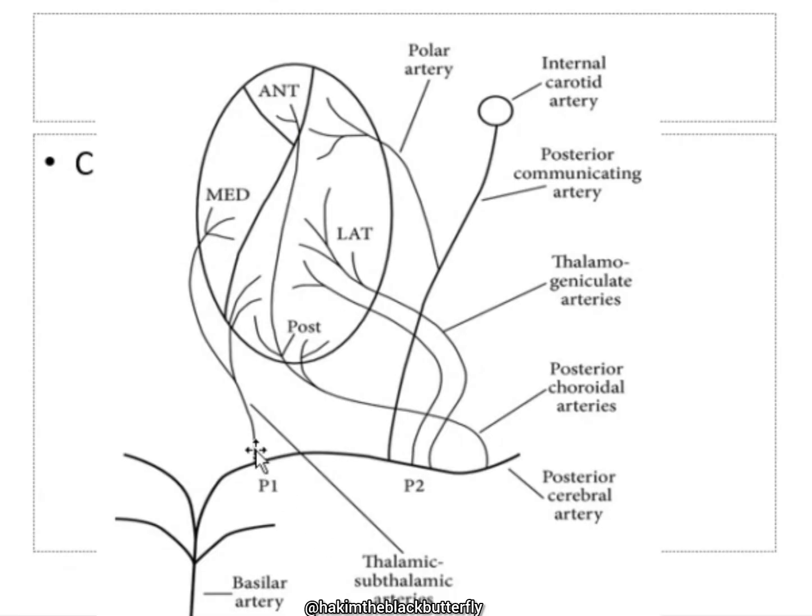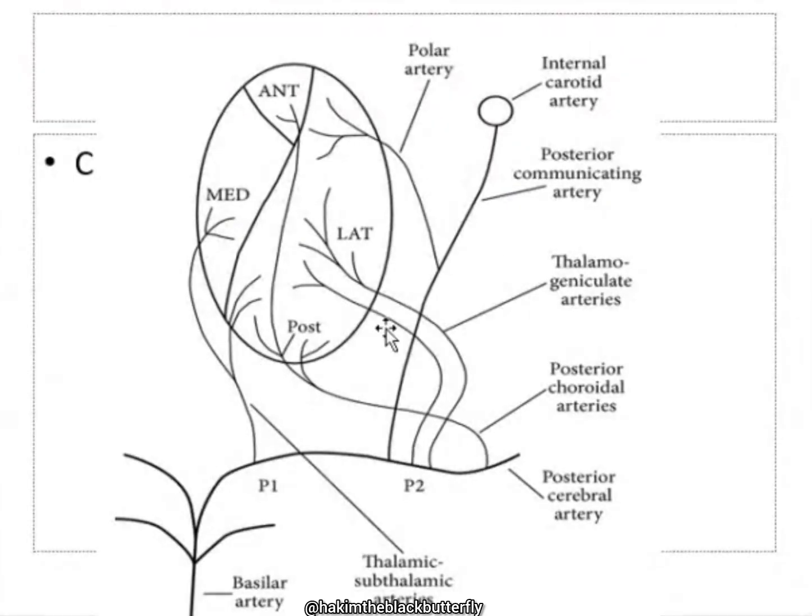So the thalamic subthalamic arteries, the thalamo-geniculate arteries, and the posterior choroidal arteries are the ones which are branches from the posterior cerebral. Part 1 gives off 1 and part 2 gives off 2. Then the posterior communicating also gives us the polar artery, which is going to supply also the lateral nuclei. So the major blood vessels are the posterior cerebral and the posterior communicating. Posterior communicating is giving us 1. Posterior cerebral is giving us 1, 2, 3.